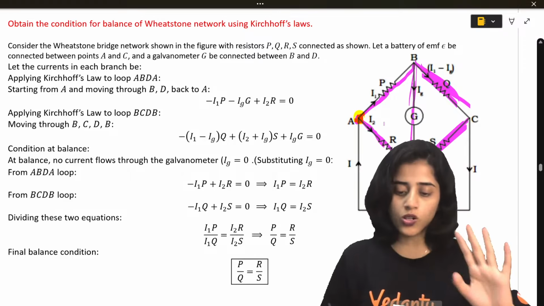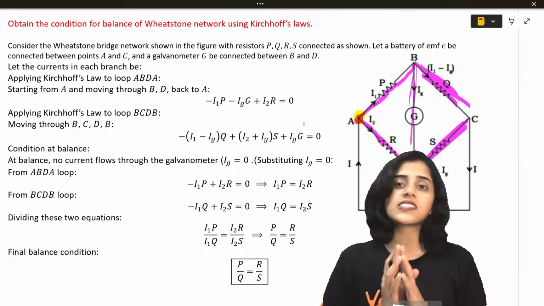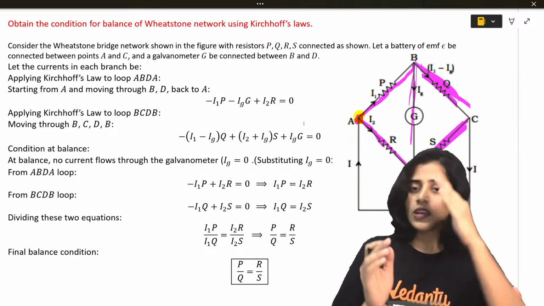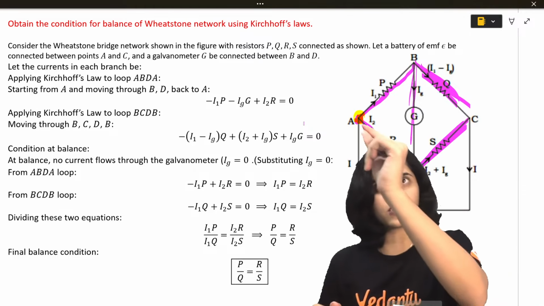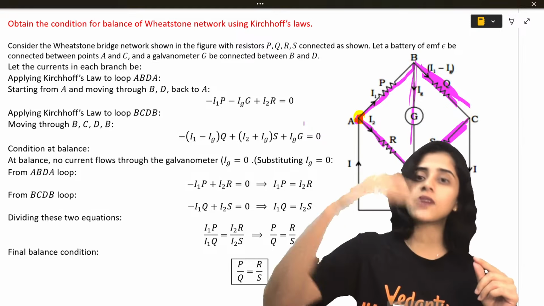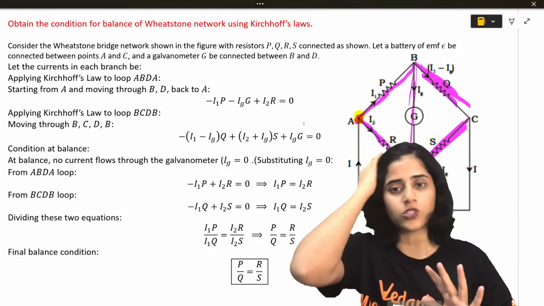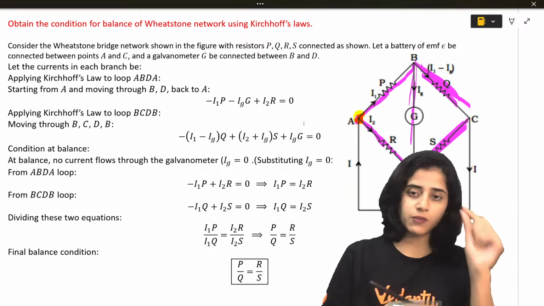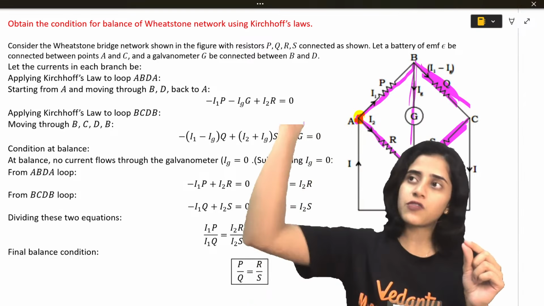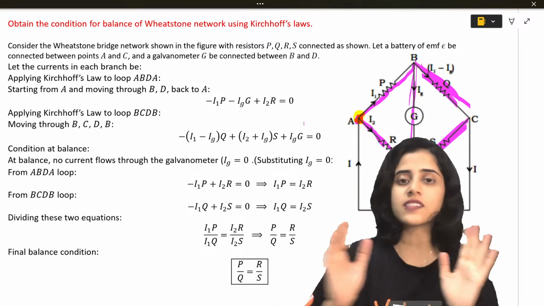If you look at the whole circuit, make sure you take a sign convention. When I start from point A and move in this direction, any current that is going along the direction in which I am going is going to be negative. That I am deciding. You can take it the other way also. From point A, if I go this way and I1 is also going this way, then I1 is negative. But if current is coming this way and I am going this way, then I take it as positive. That is my sign convention.